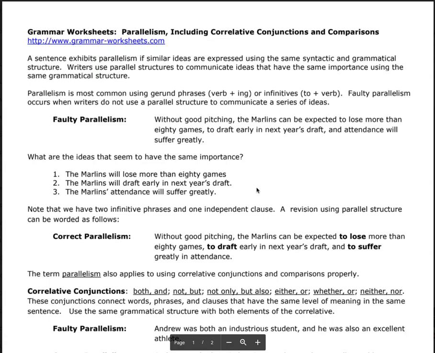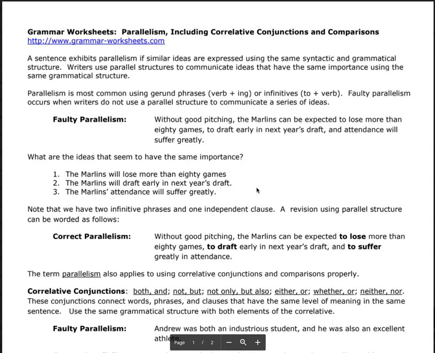So hopefully you guys are doing great with your online learning and our switch to online. Hopefully this will help you to work through this grammar lesson and complete your grammar quiz due at the end of week 12.